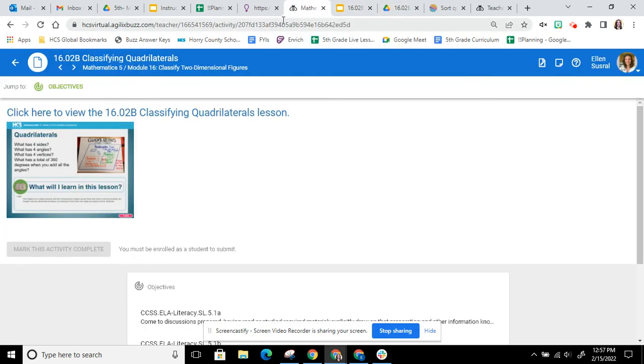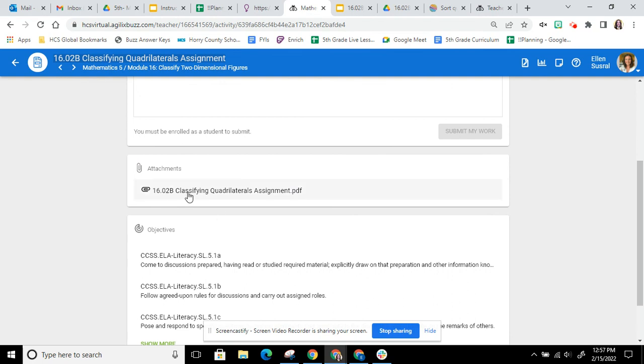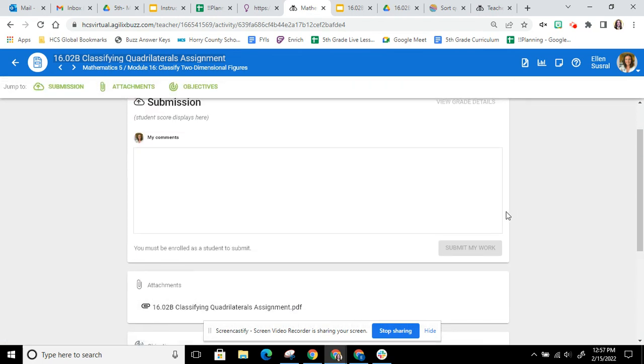When you're done with this assignment, you'll go back to your Buzz course. You'll click on your next activity. Your assignment is also attached here under attachments. When you're done, you'll click on your blue plus button and you'll attach your work.